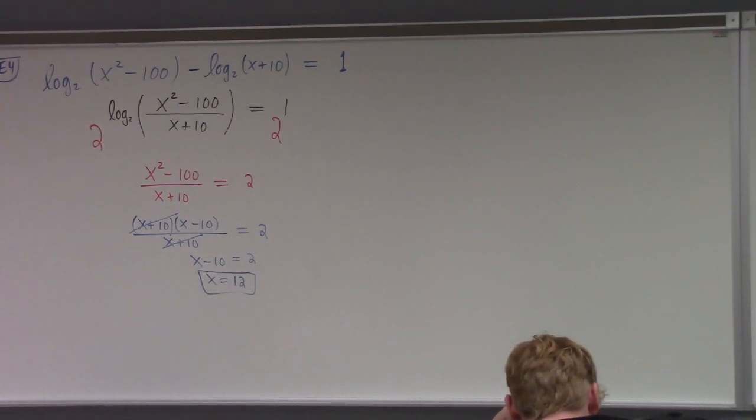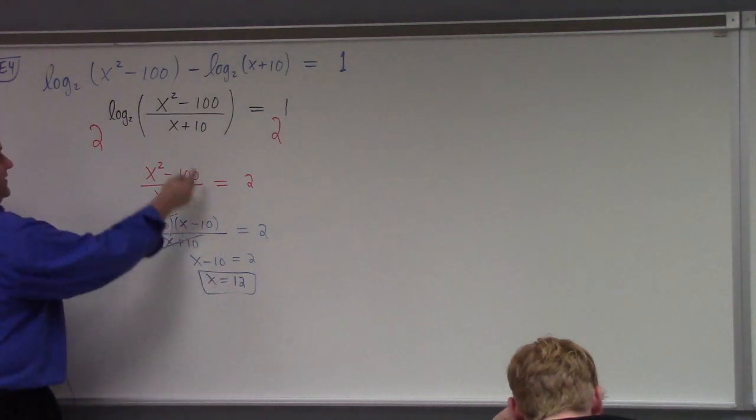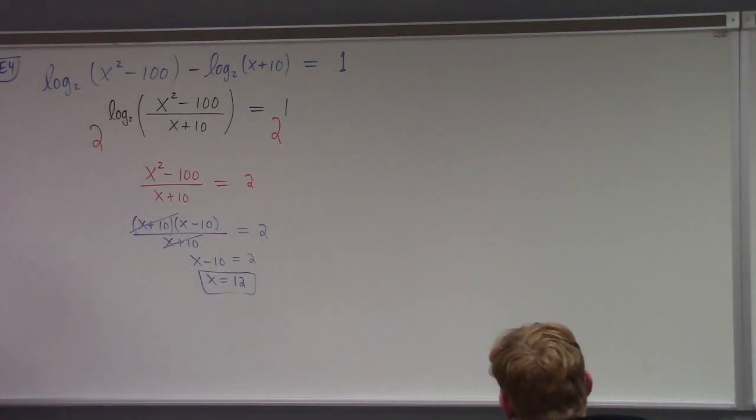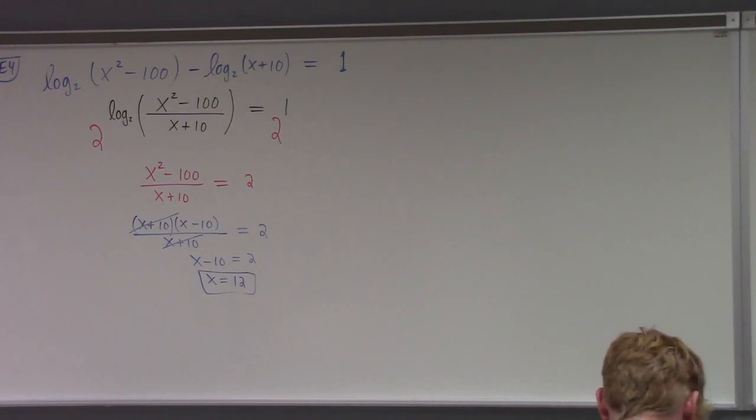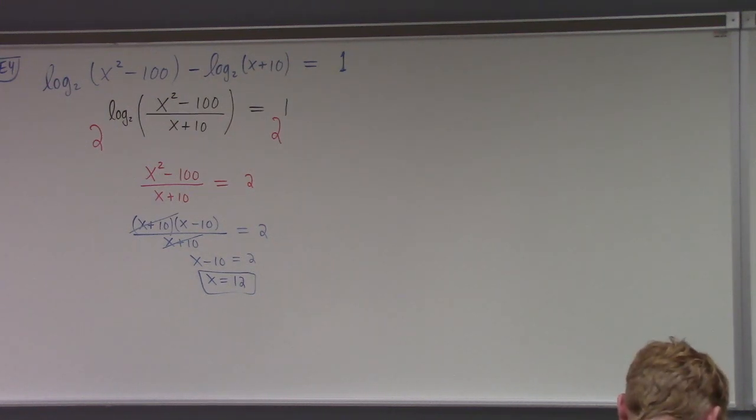What happens when you put 12 back up into here? You got 12 squared, which is 144. 144 minus 100 is 44. Log base 2 of 44, we can do that. And 12 plus 10 is 22. We can do that. So, yeah, it's good.